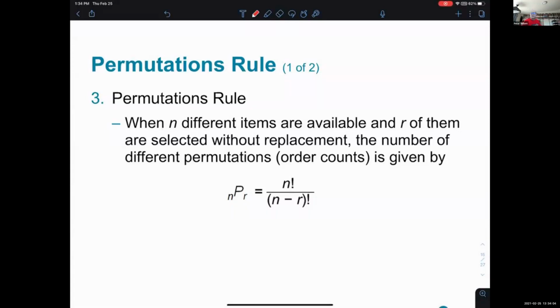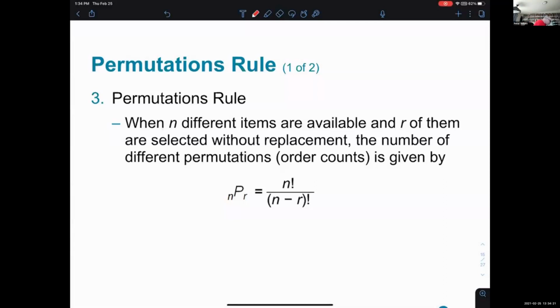But anyway, we will see this in action. The n factorial means n times n minus one, counting down, 5 times 4 times 3 times 2 times 1. And so we have this formula. Let me give you an example of what these letters mean and what it looks like.